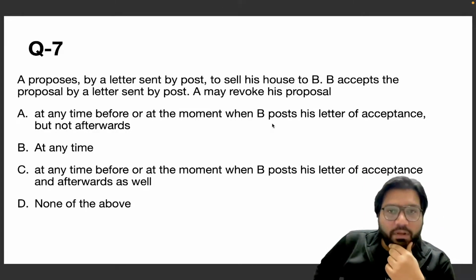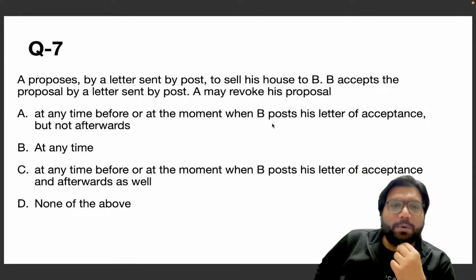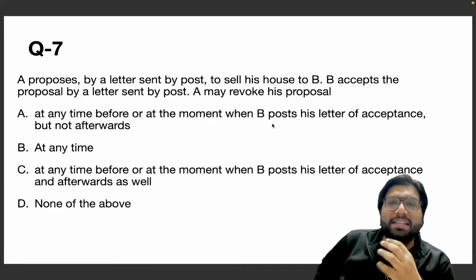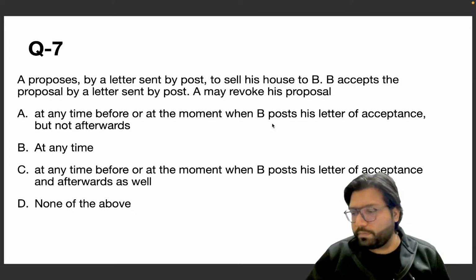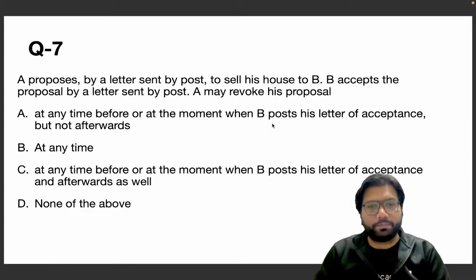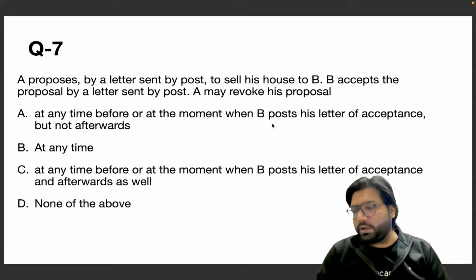Now let's see how many of you can answer this. A proposes by a letter sent by post to sell his house to B. B accepts the proposal by a letter sent by post. A may revoke his proposal. Choose the most appropriate option.